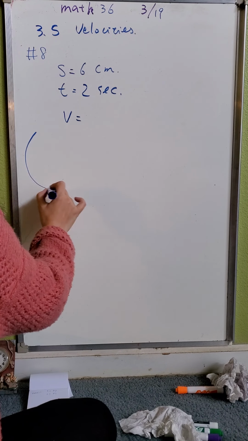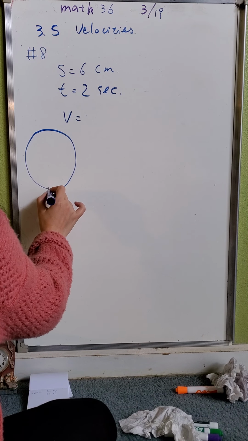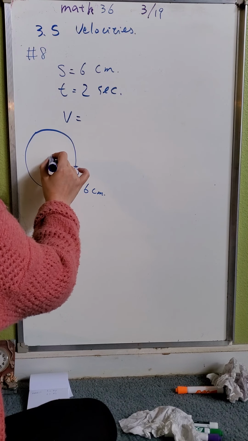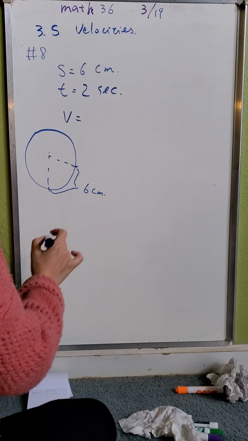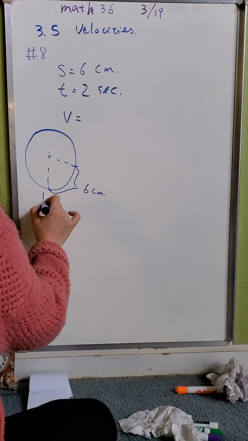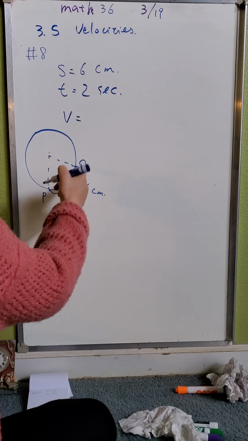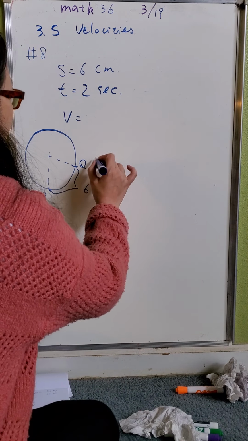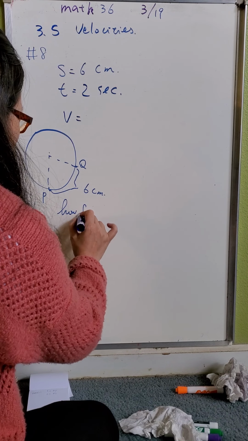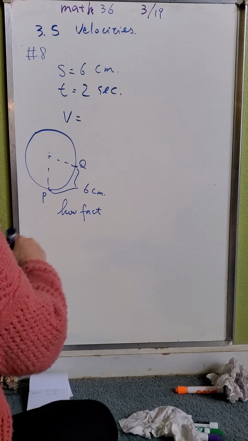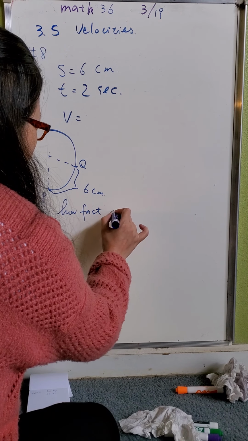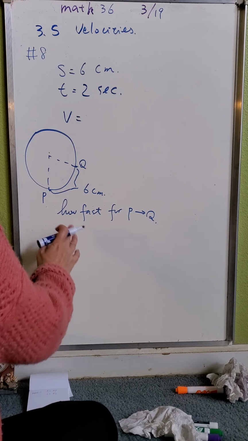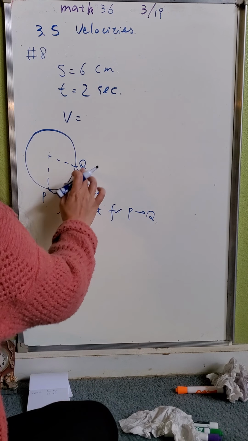Means that if I have an arc length here equal to 6 cm, and the time from point P to point Q is 2 seconds, they want to see how fast P goes to Q. What's the speed for P going to Q? That means the speed, right? What's the speed you travel from P to Q?